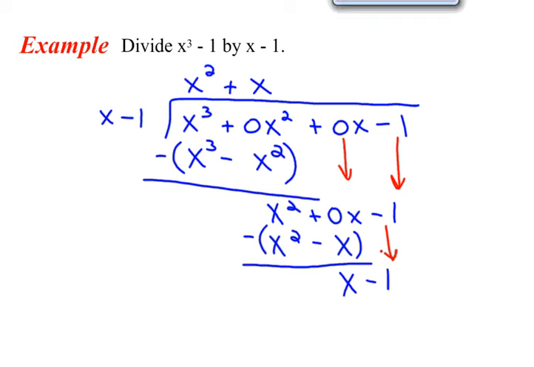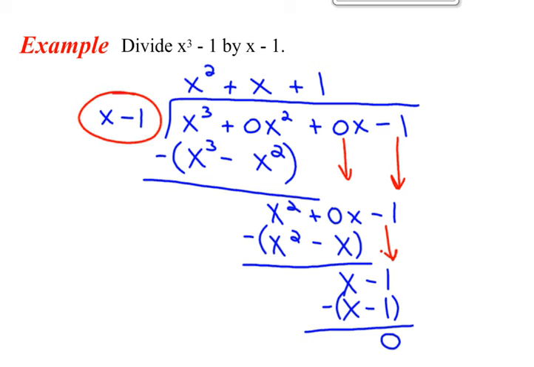And to finish off now, we're going to ask ourselves, how many times does x go into x? And the answer there, of course, is 1. So we put plus 1, and then we multiply. 1 times x is x. 1 times negative 1 is negative 1. And we subtract, and we see that we end up with a remainder of 0, which again is very important. We have to understand what this means. It means that x minus 1 is a factor of x cubed minus 1.